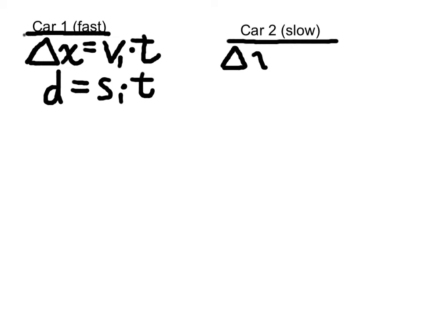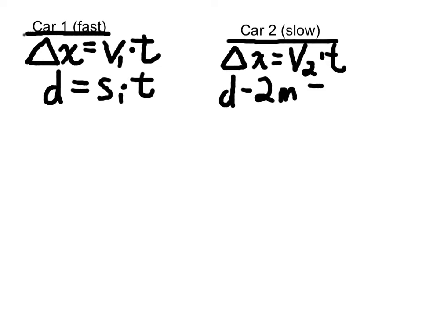Displacement of car 2 is going to be the velocity of car 2 times the time traveled. Alright, now the displacement for car 2 isn't D, it's D minus 2 meters. Okay? And then we'll reduce the velocity to its non-vector form known as speed 2 times time. Now, what we have to do is solve both of these equations.